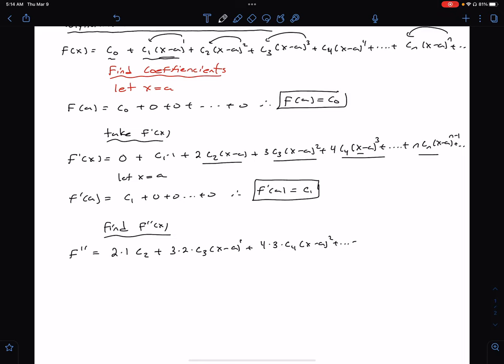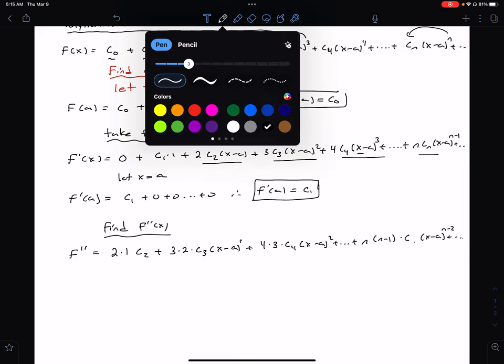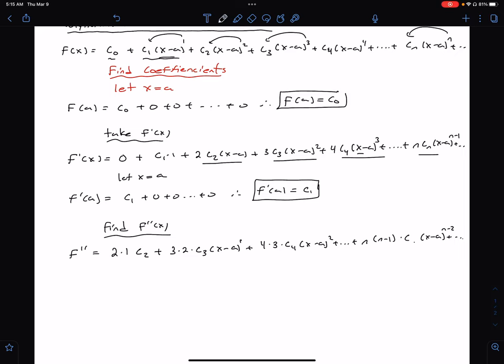And we just keep going, plus until we get to the very end here, and we're going to get n times n minus 1 times c sub n x minus a to the n minus 2. And it does keep going, going, and going. Now, hopefully right now you kind of see a pattern going on here, but if you don't, that's okay. We'll get to it in just a second. So just like before, we are going to let x equal a.